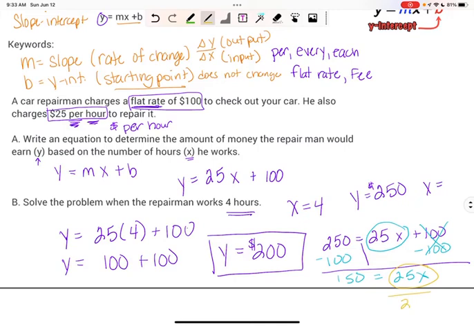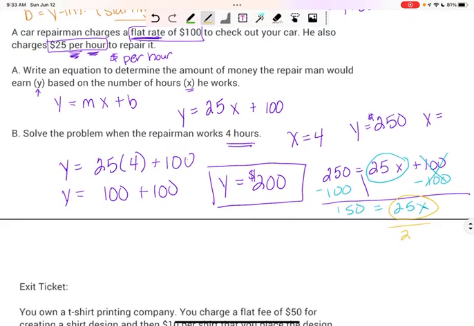So I'm going to divide both sides. Let's scroll down just a little bit. By 25, divide both sides by 25. 150 divided by 25, or how many quarters make $1.50, will be 6. Those cancel out, equal X. So in 6 hours, remember X would be the number of hours. This tells us that here. 6 hours will earn the repairman $250. So it works both ways. You can be given the X value and plug it in to solve for Y, or you can be given the Y value and plug it in to solve for X.